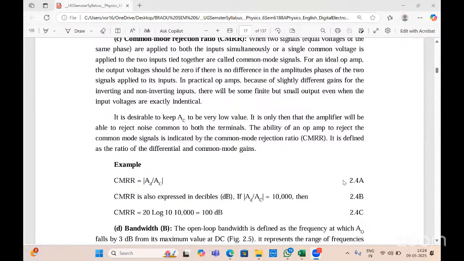So this CMRR, it is desirable to keep AC, the common mode gain, at a very low value. It is only then that the amplifier will be able to reject noise common to both sides. The ability of an op amp to reject the common mode signals is indicated by the CMRR, and it is defined as the ratio of the differential and common mode gains.